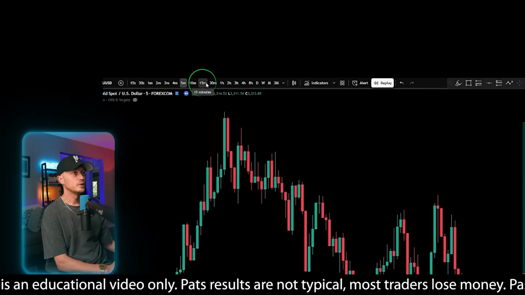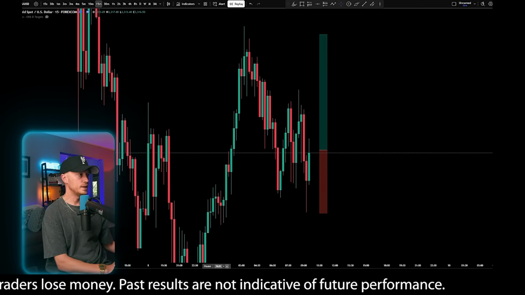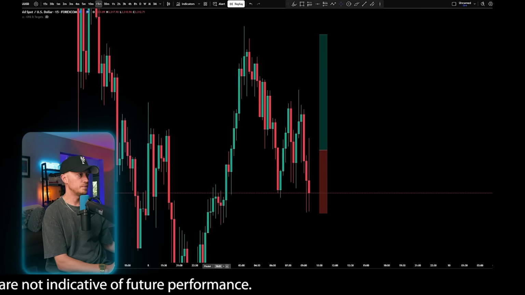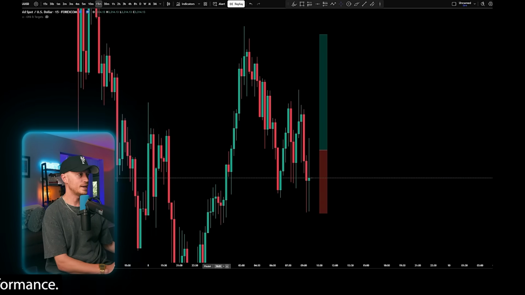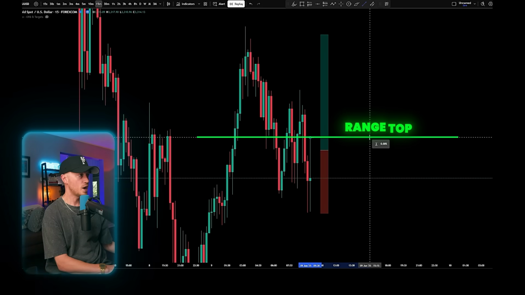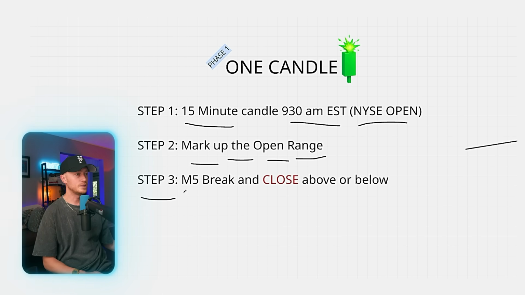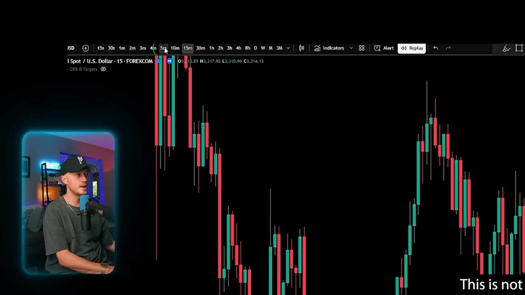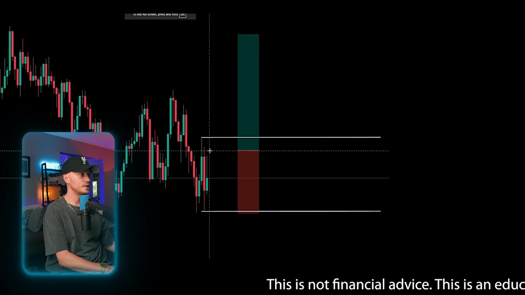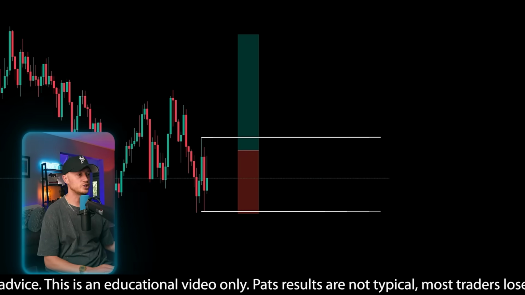So let's set the 15-minute time frame and let's get our 15-minute candle. You could see it's going up, it's going down, and it is setting our range, okay? So now this candle gave us the range high and it also gave us the range low. Now step 3, we're coming to the M5 time frame. We're waiting for a break and close above or below the range. So let's come to the M5 time frame. Now we want to see the price break above or break below to give us our direction on the day.